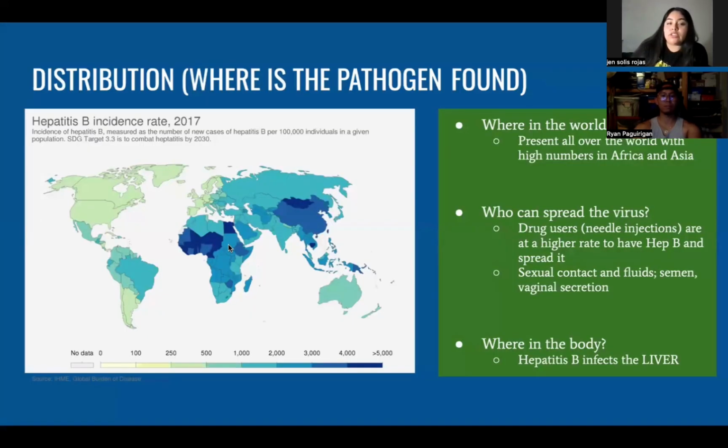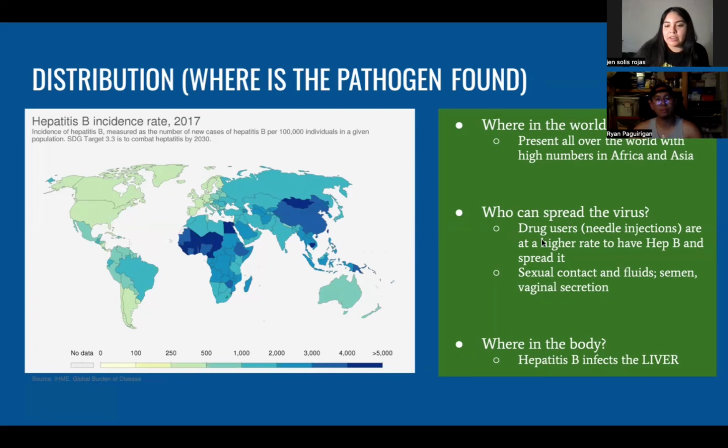So in terms of distribution as to where this pathogen is found, within the world, Hep B can be found anywhere, but it has higher numbers in Africa and Asia. And in this map that we're able to see on the screen, the darker blue colors indicate a higher concentration of Hep B infections. We see Africa over here and Asia over here with the higher numbers. The US is more on the lower spectrum, but since we have less people here, that's why there's a lower concentration.